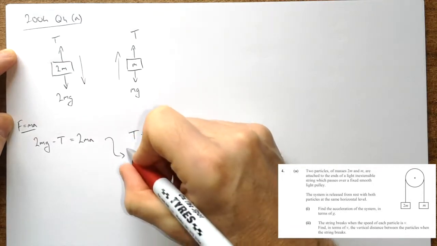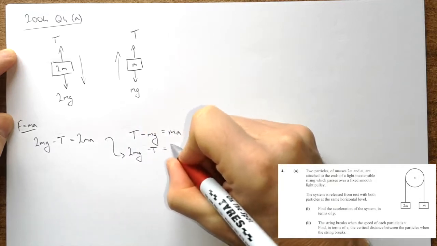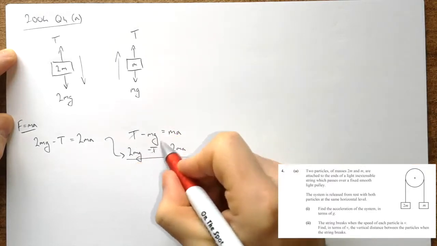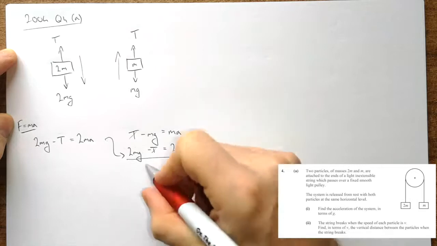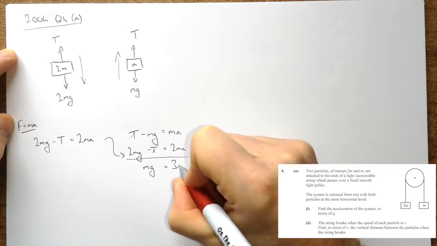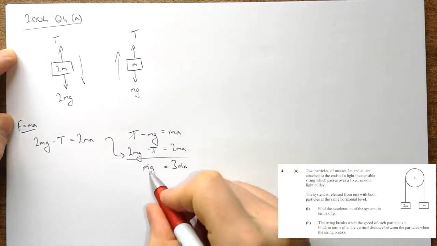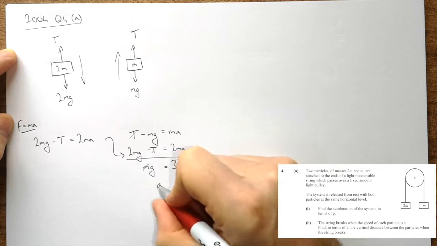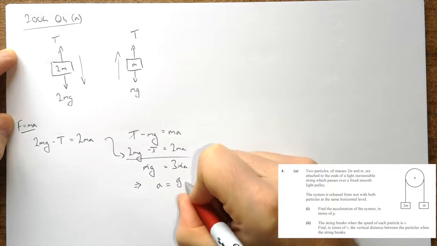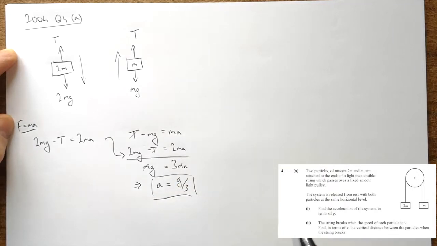Alright, now it is almost always easier to deal with these in simultaneous equations. So pop that down here. 2mg minus T equals 2ma. And the reason it's almost always easier is because the T's cancel out, dead easy. 2mg minus mg means we have mg equals 3ma. It gets even better. The m's cancel, so g is 3a, so therefore the acceleration is g over 3. Yeah, that's part 1 done, not too bad, under 2 minutes.